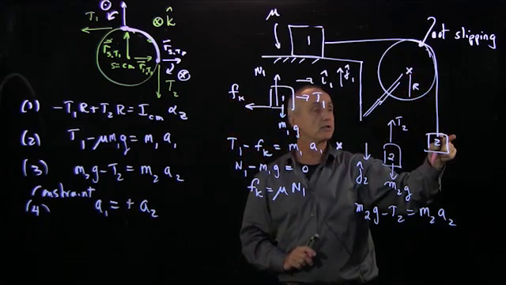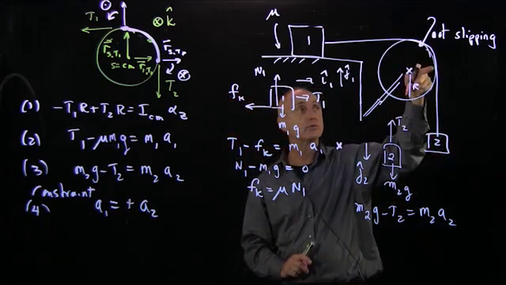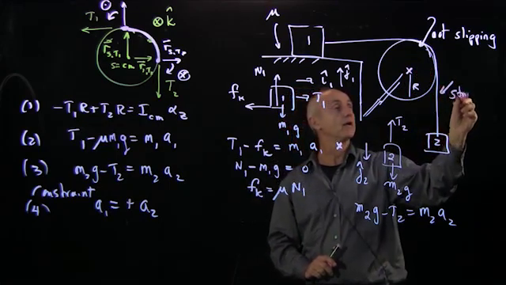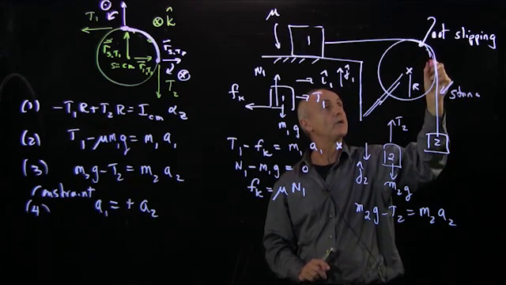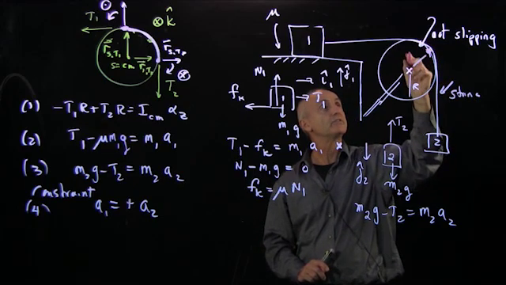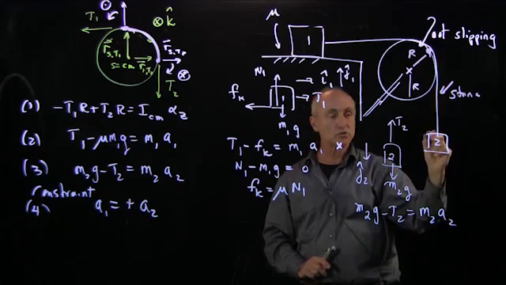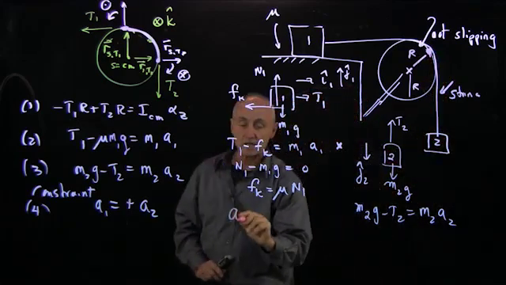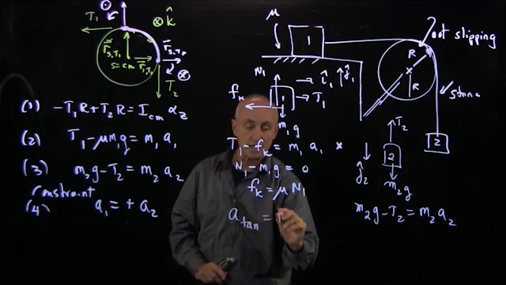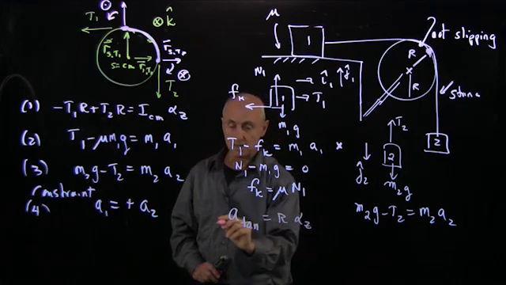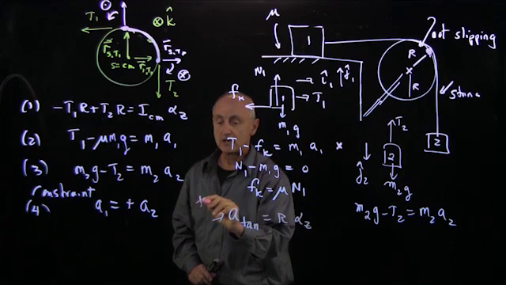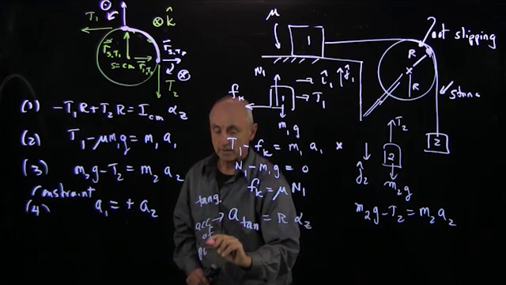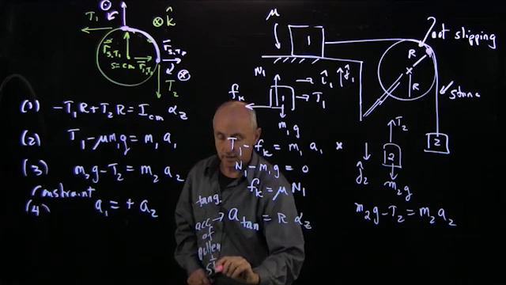Now let's focus on the relationship between the angular acceleration of the pulley and m2. Think about the string. Here, we're on a point on the rim. This is a distance r. And the pulley and the string are moving together. So there's a tangential acceleration of the pulley equal to r alpha z. This is the tangential acceleration of pulley and string.